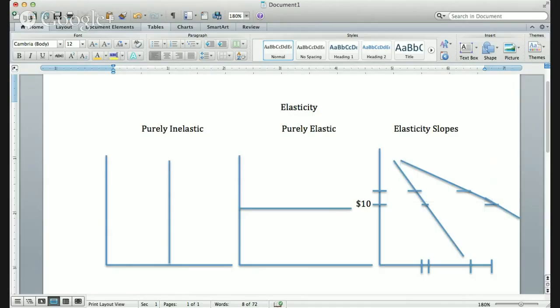So you will see then that something that is more elastic is going to have a large movement in the quantity demanded for a change in price. Given that same change in price, something that's less elastic will have a smaller movement. So inelastic, small movement; elastic, large movement in the quantity demanded given any change in price. That's the basic principle behind understanding the elasticity concept.